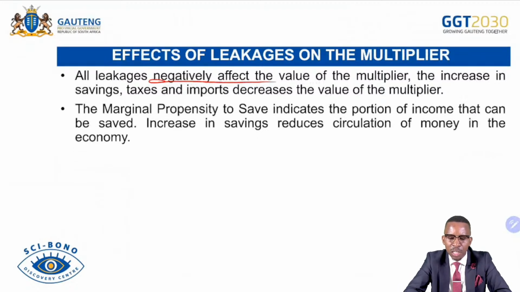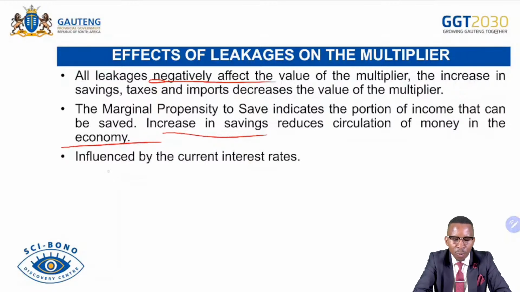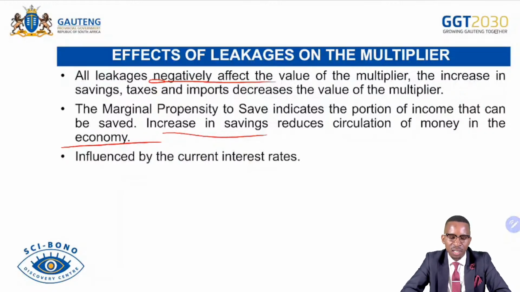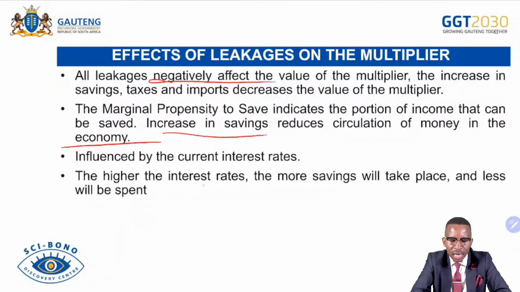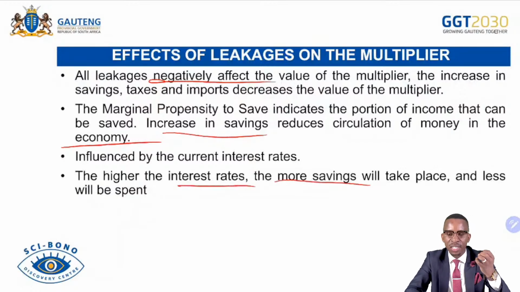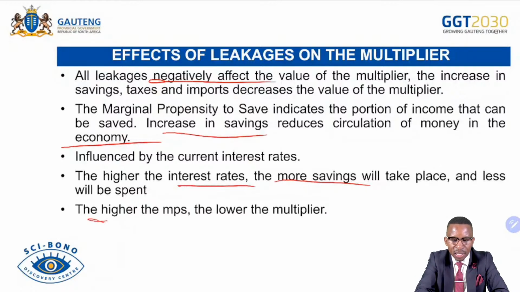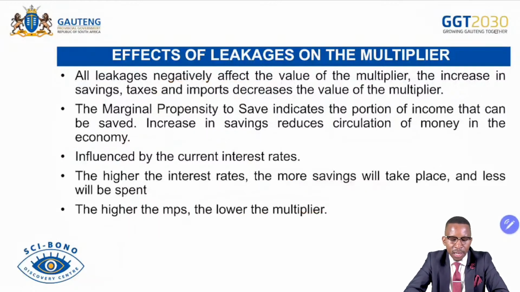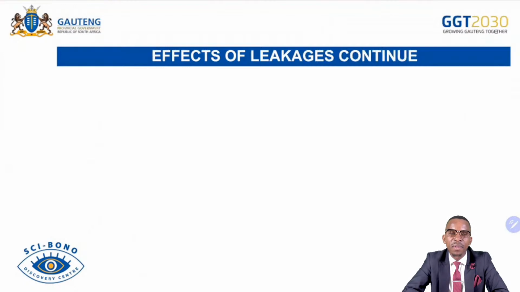The marginal propensity to save indicates the portion of income that can be saved. Increases in savings reduce circulation of money in the economy, and then there can be less spending because there are more savings. It is influenced by the current interest rate. The higher the interest rate, the more saving takes place because people will be getting more returns, and that will lead to less spending in the economy. The higher the MPS, the lower the multiplier, and the lower the MPS, the higher the multiplier.